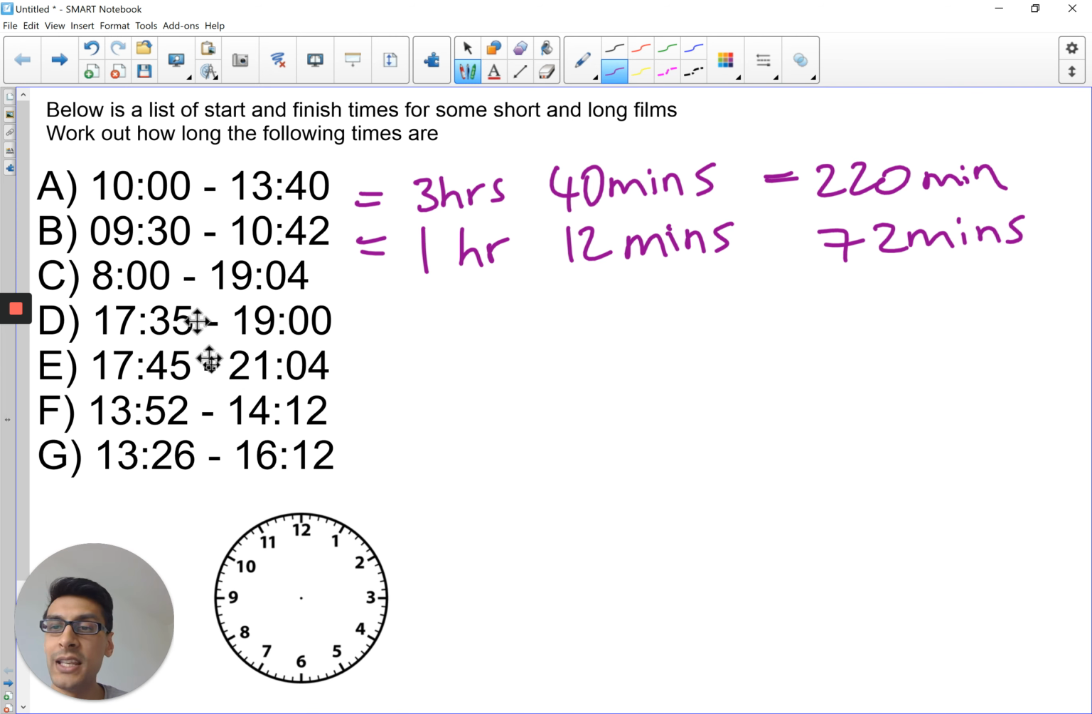So question C, we have 0800 up to 1904. Because it's a 24-hour clock, that's telling us 8 o'clock in the morning up to 7 p.m. in the evening. So from 8 to 12 is 4 hours. From 12 to 7 is 7 hours. And then you add 4 minutes. So it's 4 plus 7, which is 11 hours and 4 minutes.